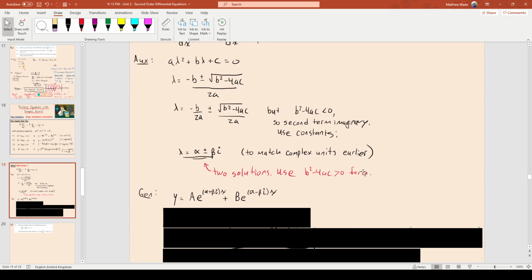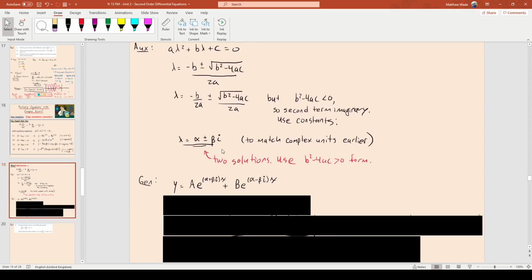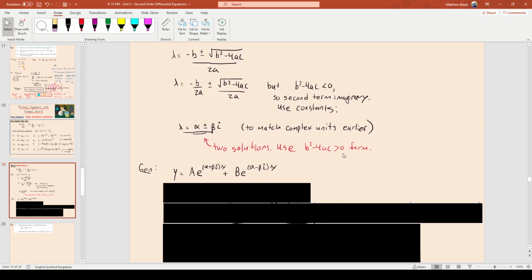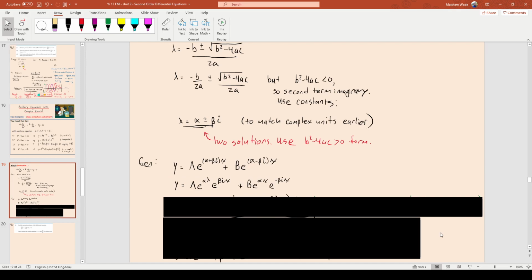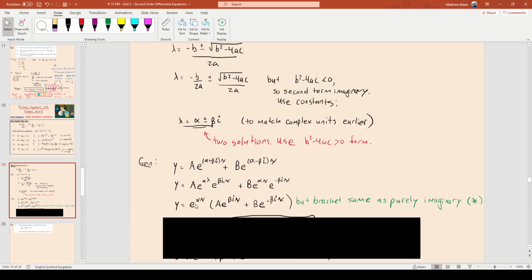And it's got two, because it has two solutions, right? This is two solutions, therefore we can use the positive discriminant format. Cool, which simplifies to that when you break it down with the index laws. Yeah? Which simplifies to that when you factorize out an e to the alpha x, which is common.